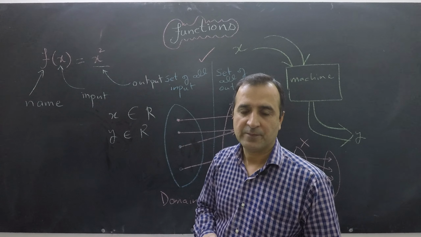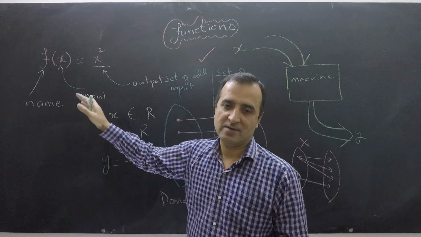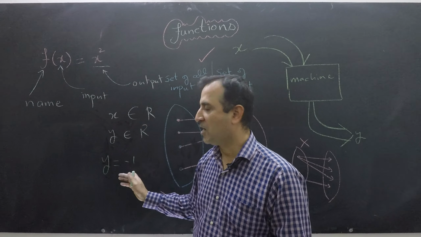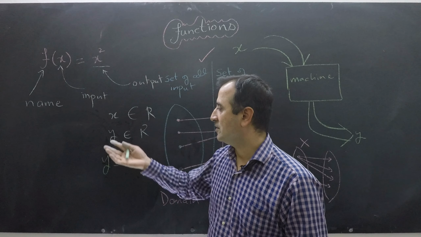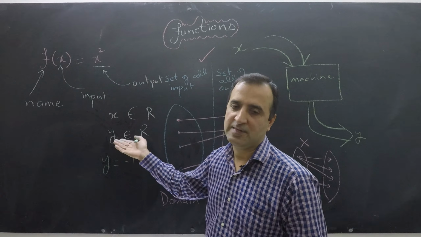Yes? How can we not get all real values by squaring? y equals -1 cannot be, we cannot get y equals -1 by squaring any real number, right? The square of any real number is not -1, for example. So that's why our range is a subset of this codomain.